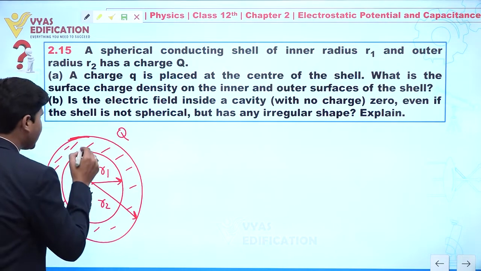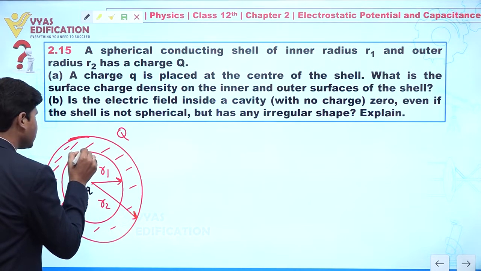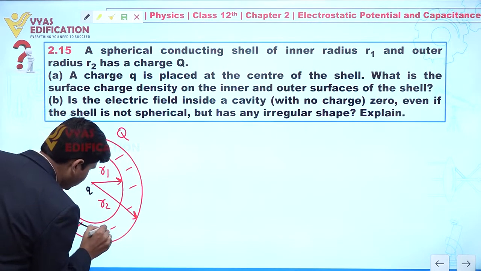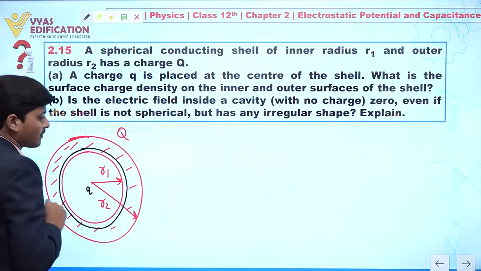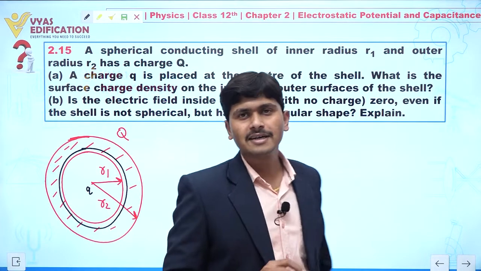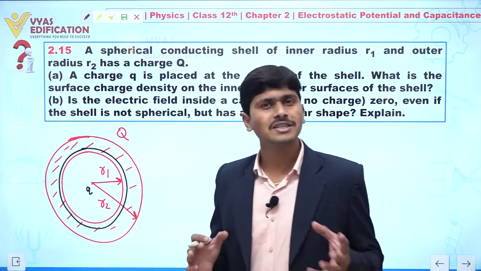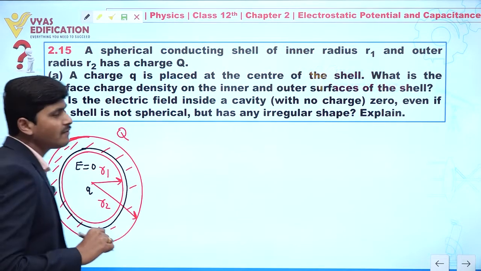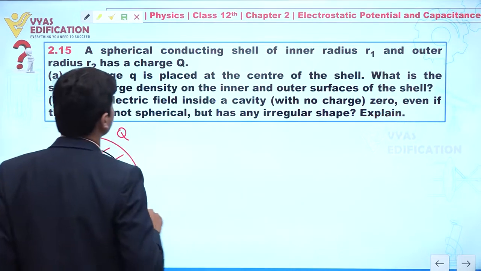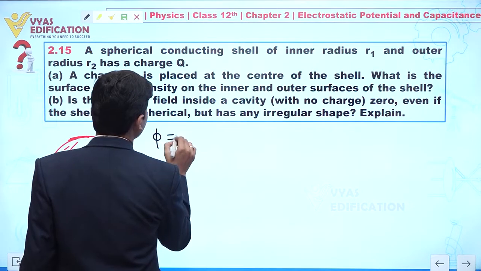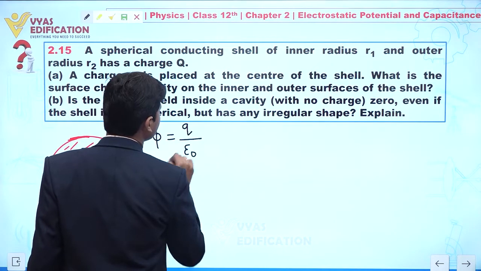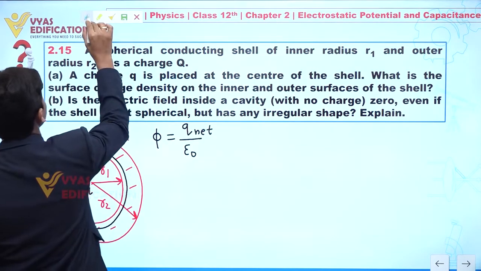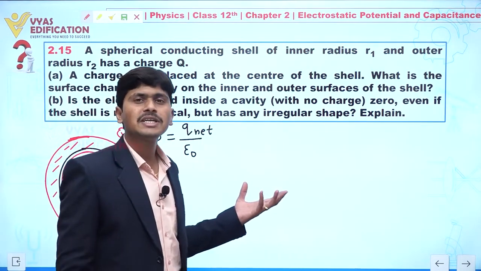Now dear student, if I assume a Gaussian surface very close to this cavity, and we know inside this cavity the electric field is 0. So when we have electric field 0, according to Gauss law, phi net is equal to q enclosed divided by epsilon naught. Actually here we write the net charge present in the Gaussian surface.